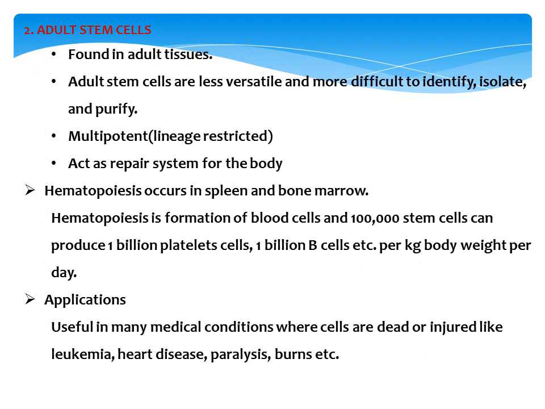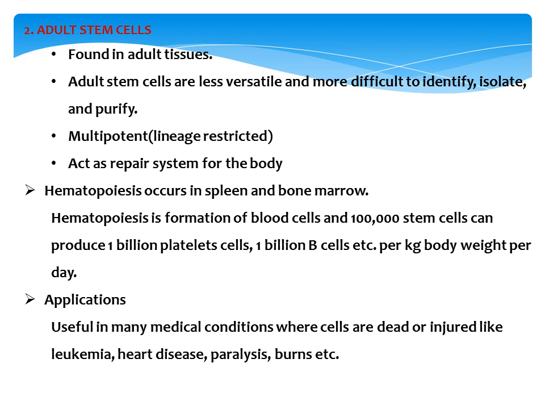Adult stem cells. They are found in adult tissues. They are less versatile and more difficult to identify, isolate, and purify. They are multipotent, which means lineage restricted, and they act as a repair system for the body.